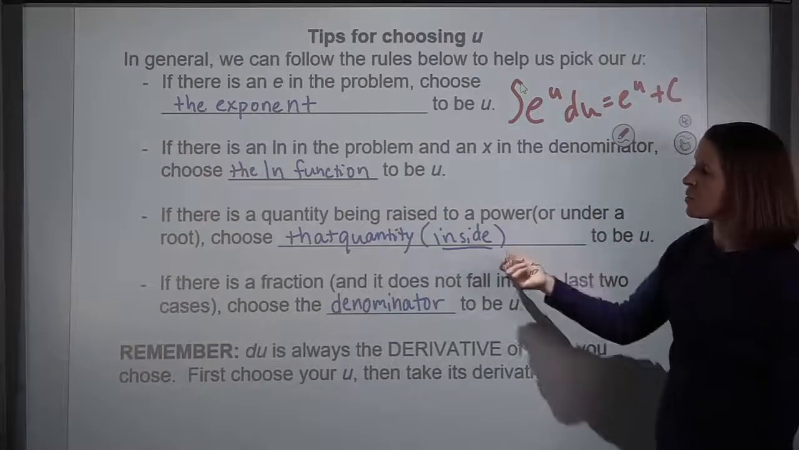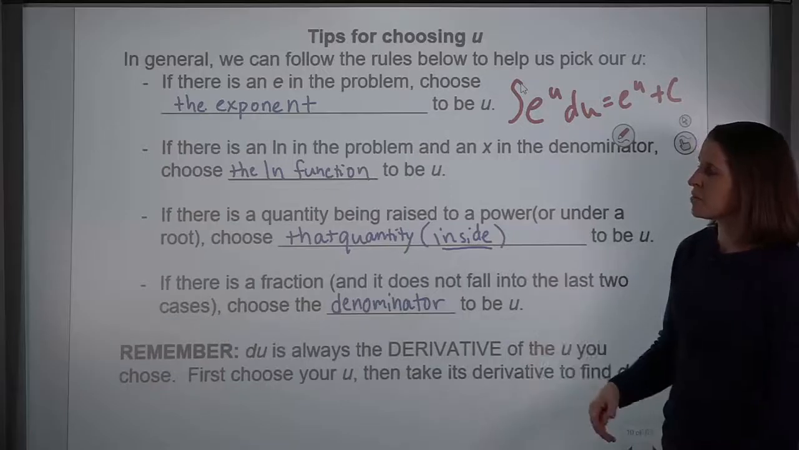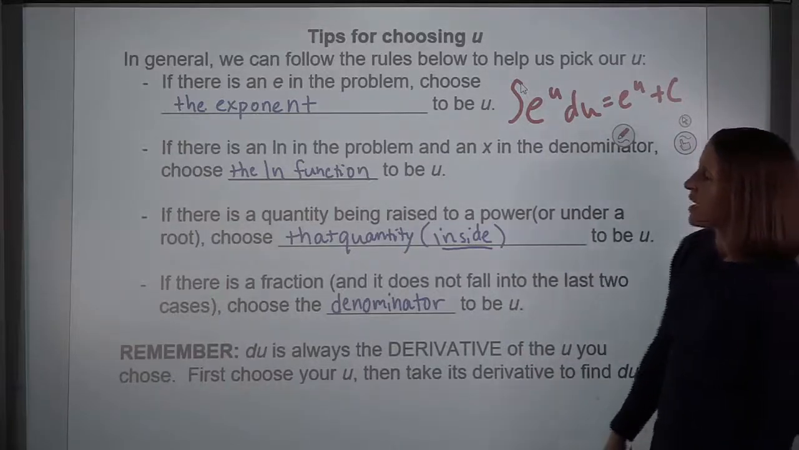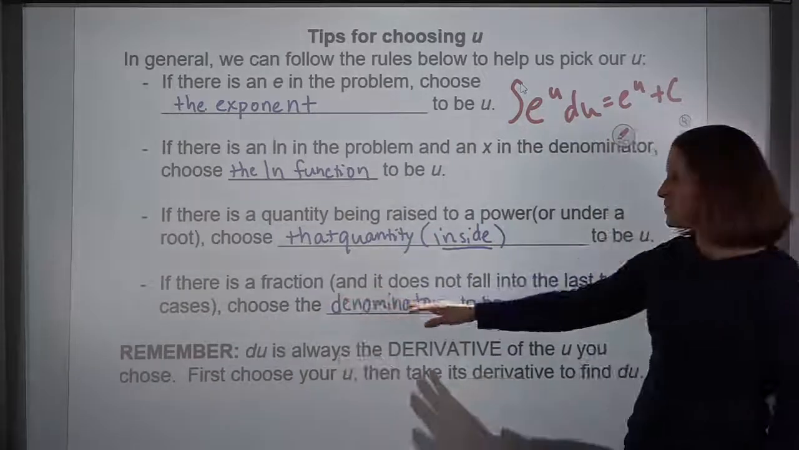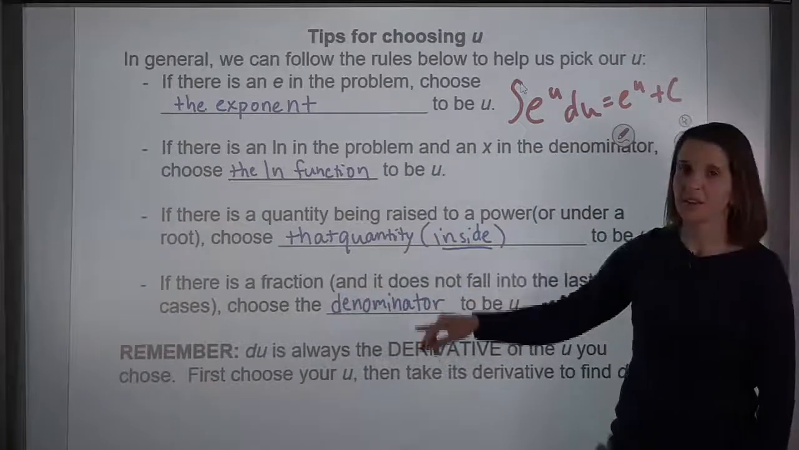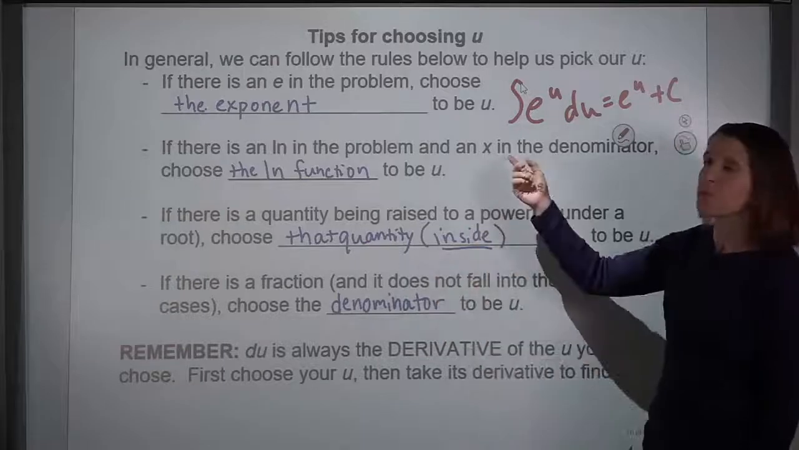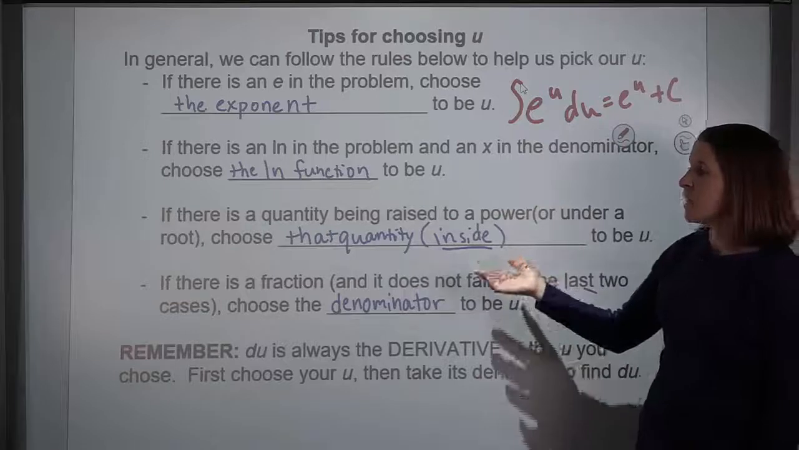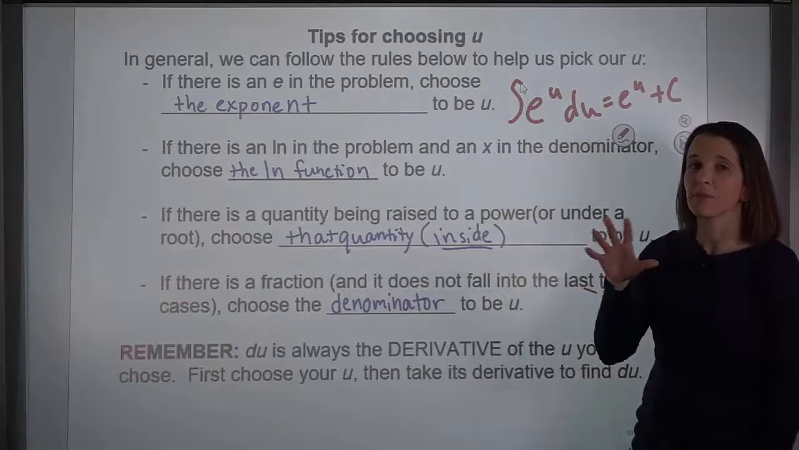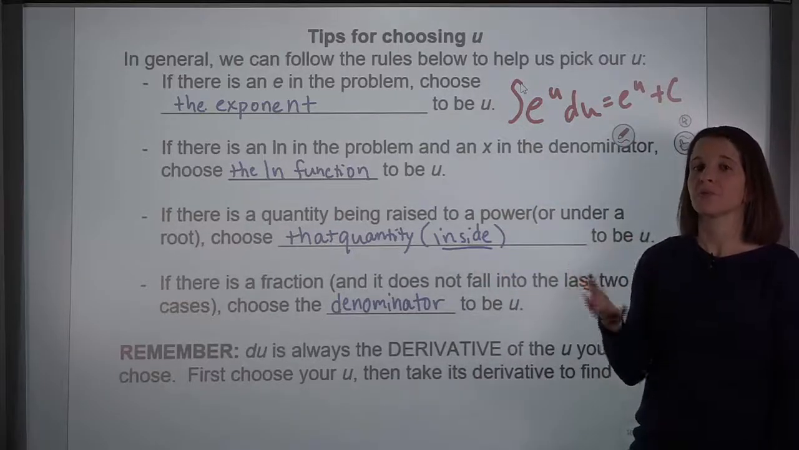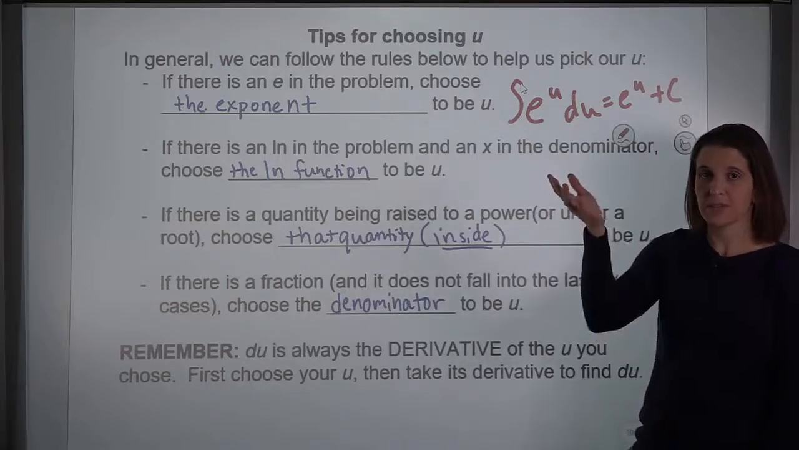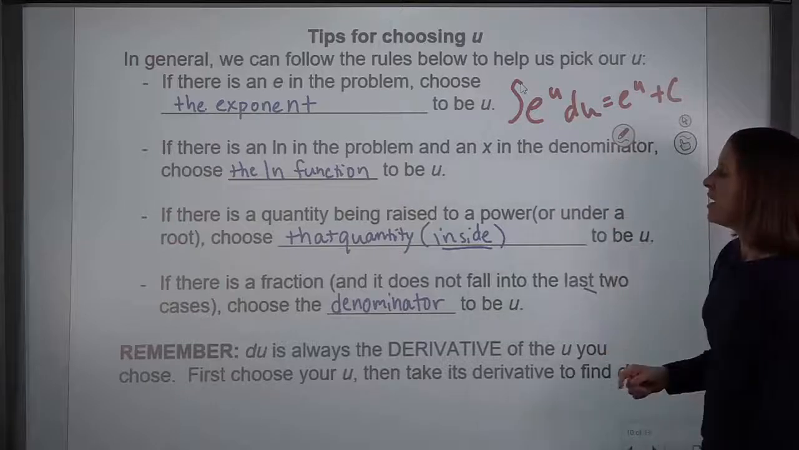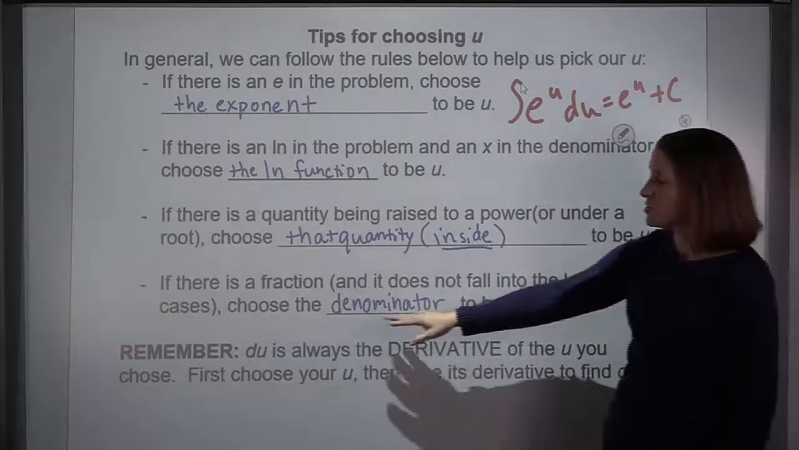So if there's a big quantity with power or root, then you're going to choose that to be your u. And then if there is a fraction and it doesn't fall into one of the last 2 cases, so it wasn't where there's an x in the bottom and an ln in the top, and it wasn't where you have a parentheses being raised to a power like 2 or 3 or 4, that there you need to rewrite it as that to the negative 2 or 3 or 4 up top, then you want to choose the denominator.